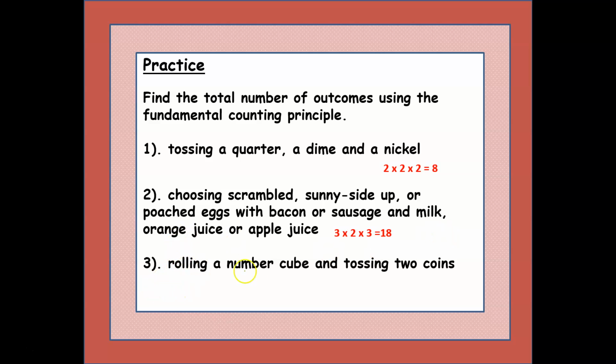And number 3, rolling a number cube and tossing 2 coins. How many different outcomes would you get? We have 6 total outcomes for our first option. And then we have two options as we tossed our first coin and our second coin. So we have a total of 24 outcomes.